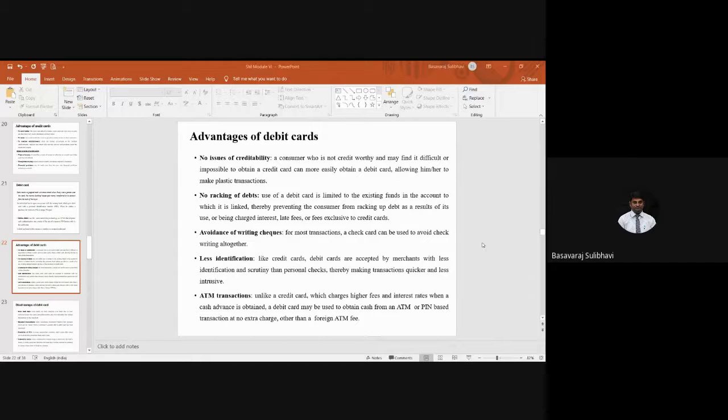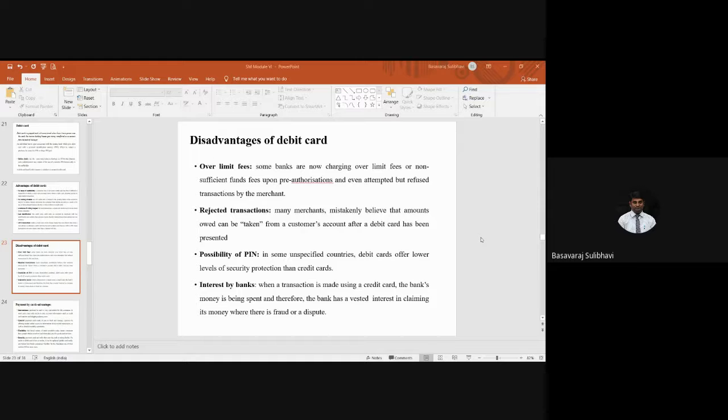Then ATM transactions. Unlike a credit card, you can use this where people can withdraw money from the ATMs. The debit card may be used to obtain cash from the ATM on the basis of the PIN which people have, and no extra charges will be there. When you go to foreign countries and use ATMs with the debit card of your home country, there the fees will be charged, but not in the home country.